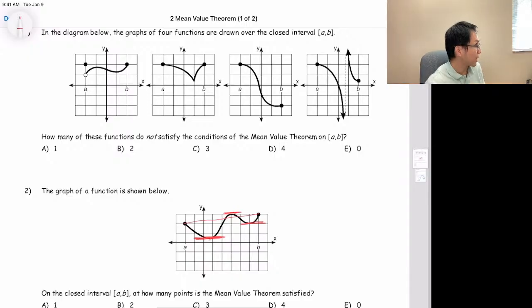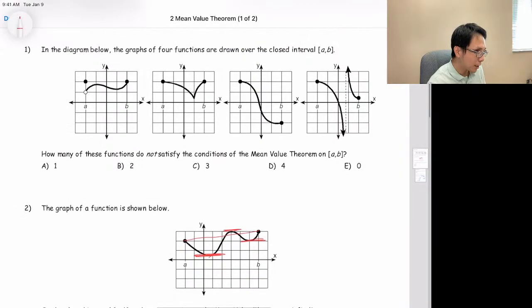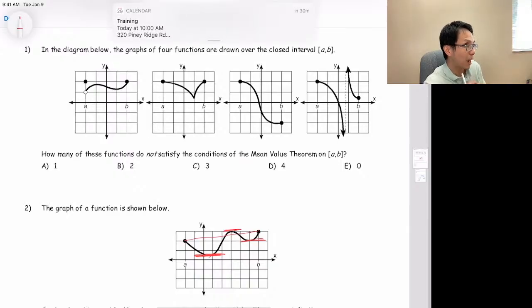So there is no math involved. And why are the conditions really important? Let's look at question 1. There's no math involved here. You have to understand the ideas. Don't say the answer if you know it. How many of those functions do not satisfy the conditions of the Mean Value Theorem? We're not doing math today, we're just doing conceptual understanding.